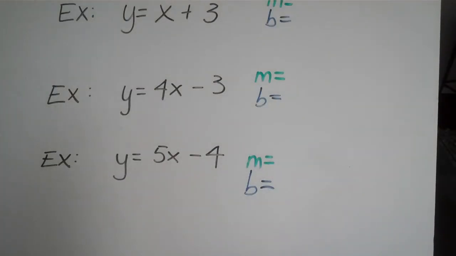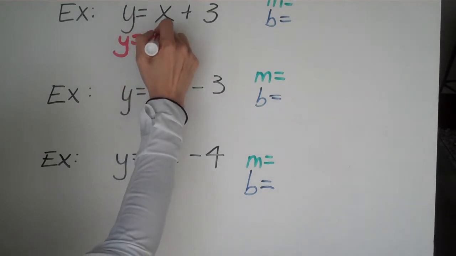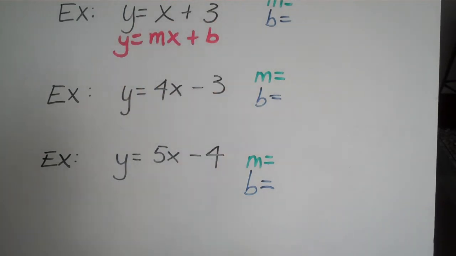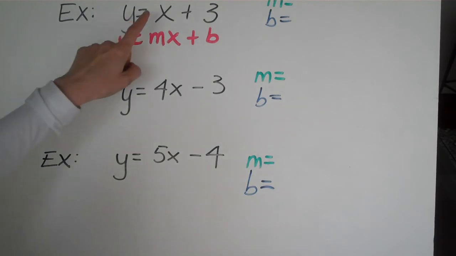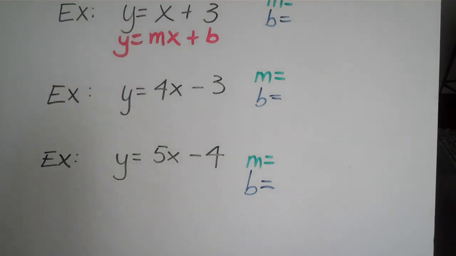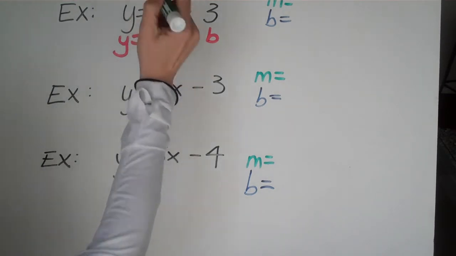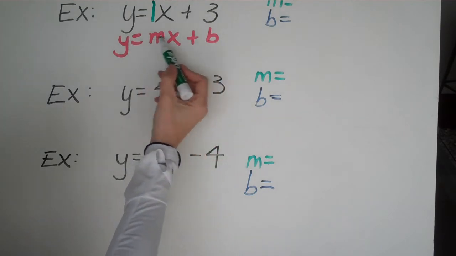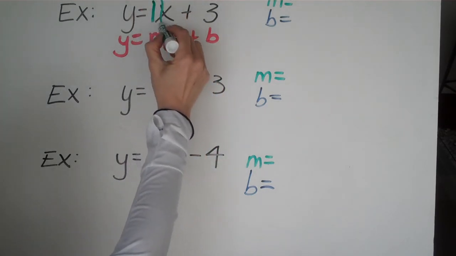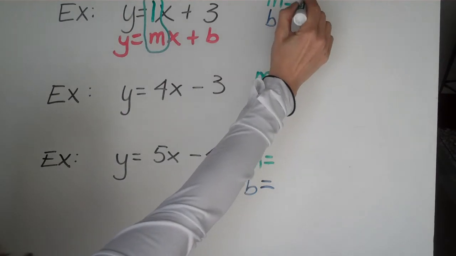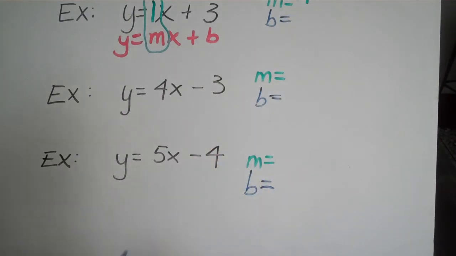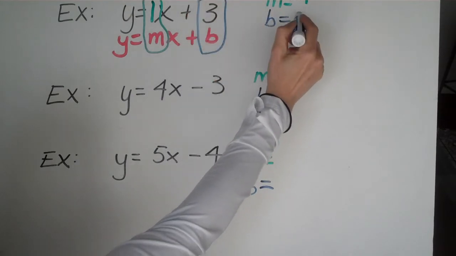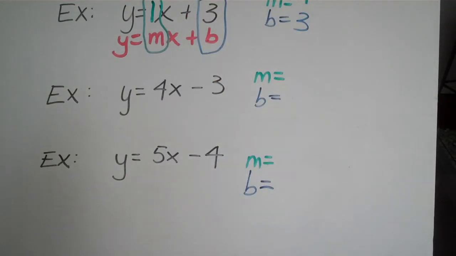Okay, so let's do another one, or a few more, I should say. Okay, so I'm going to write my equation again. y equals mx plus b. Now in this one, we know that there's someone invisible right in front of that x, and I know you know that that is the number 1. And if we were looking at this equation, we have it lined up, our m would be 1. And our b would be the 3. Pretty simple.